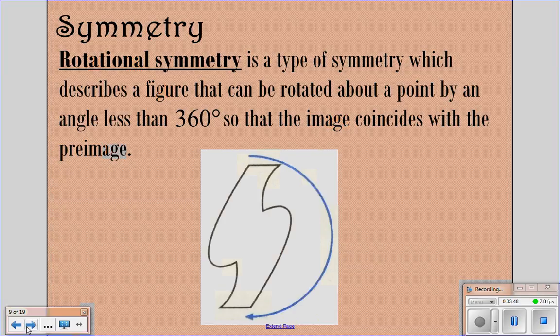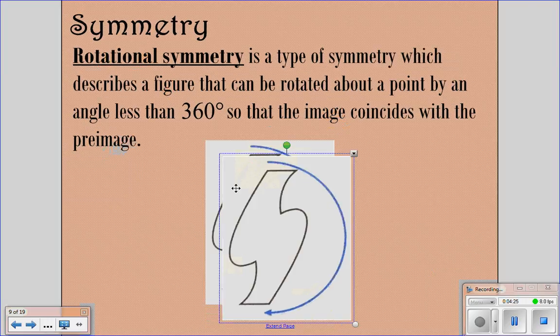Looking at another type of symmetry, rotational symmetry. Rotational symmetry is a type of symmetry which describes a figure that can be rotated about a point by any angle that's less than 360 so that the image coincides with the pre-image. The reason it says less than 360 degrees is that one rotation is 360 degrees. So you have to be able to rotate it less than one full rotation, and if the pre-image and the image match up, then you have rotational symmetry.